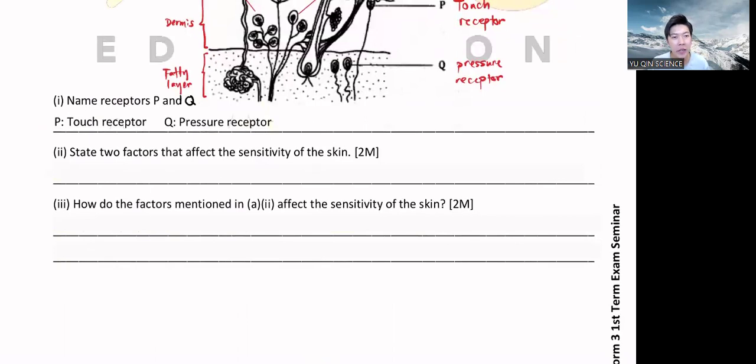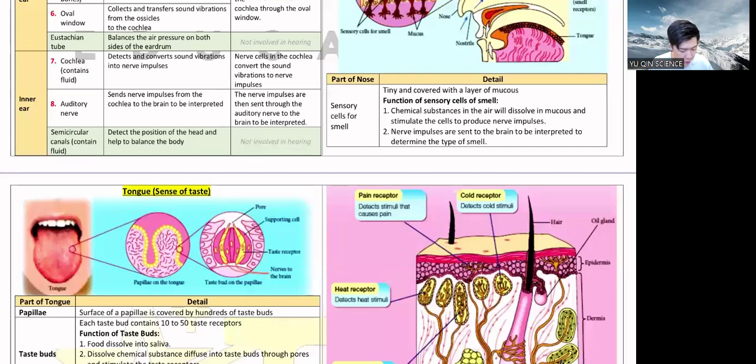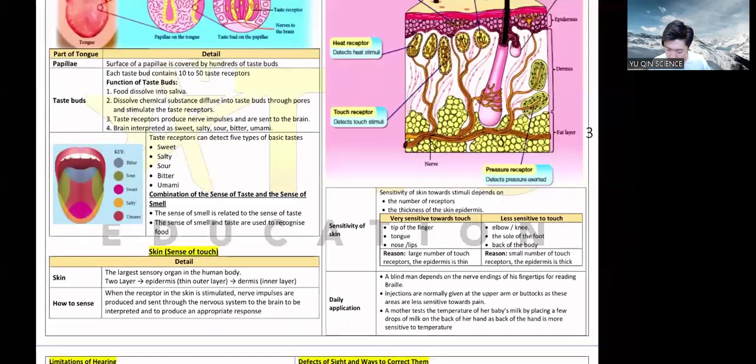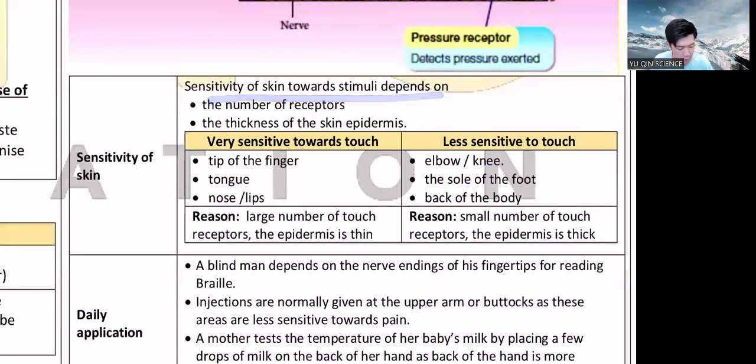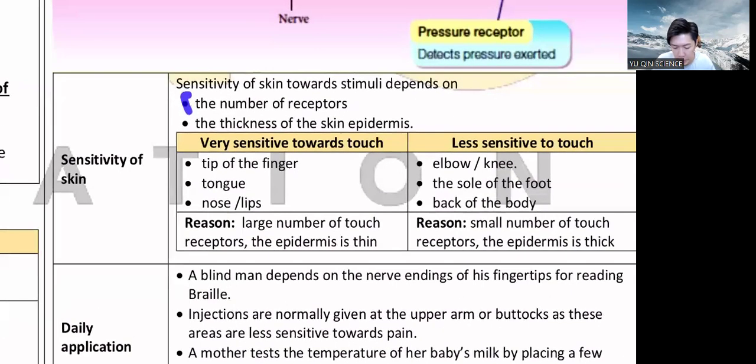State the 2 factors that affect the sensitivity. Okay, this one I can copy the answer also. Sensitivity of skin. There you go. These are the two factors. You can write straight away, no need for a sentence. The number of receptors or the concentration of receptors. And the second mark is the thickness of the skin epidermis.